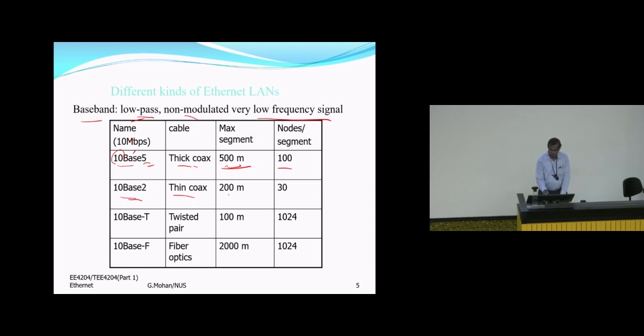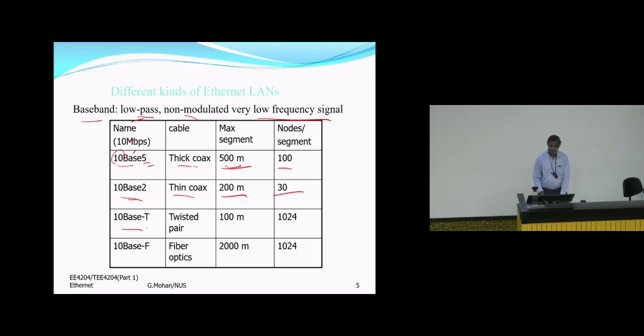10Base2 can support up to 200 meters. That means at 200 meters, you need a repeater. There's no way otherwise, right? Only 30 nodes can be there in the segment.